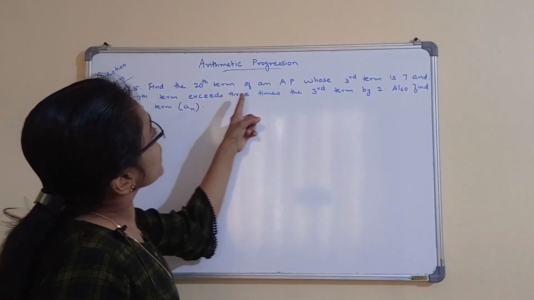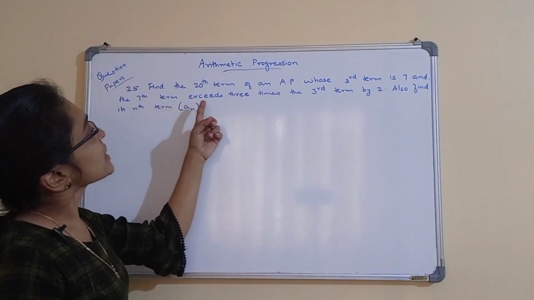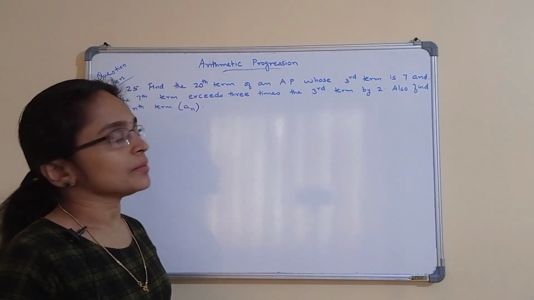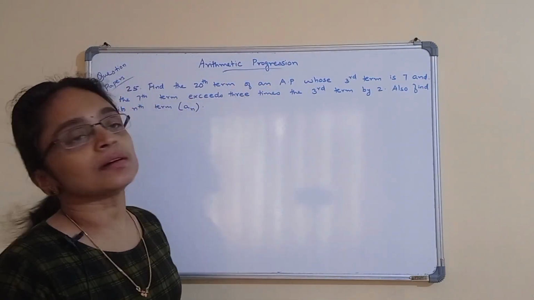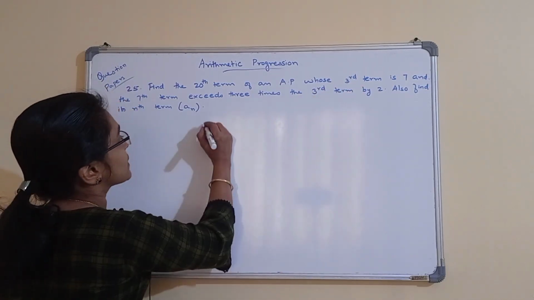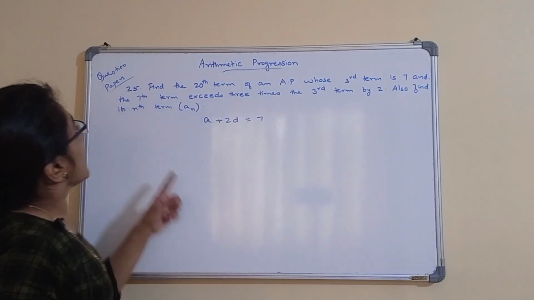Next question, find the 20th term of an AP whose third term is 7 and 7th term exceeds 3 times the third term by 2. Also find the nth term. So the 20th term of an AP we have to find, whose third term is 7. Third term is 7 means a plus 2d equal to 7.